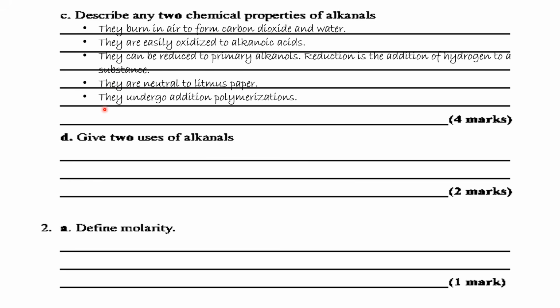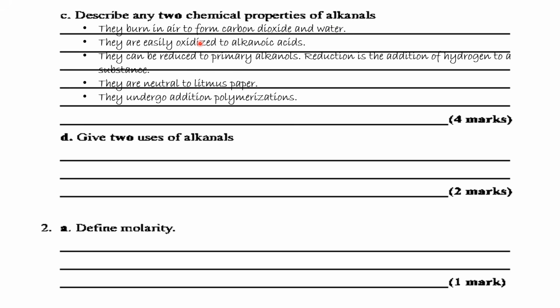Welcome, learners. Give two uses of alkanols. So having stated the chemical properties of alkanols, now we are asked to give two uses of alkanols. Before that, let's look at the distribution of marks. It doesn't mean that you should mention all these, no. By saying they burn in the air to form carbon dioxide and water, that's 2 marks. So they burn in the air, 1. To form carbon dioxide and water, that's another mark, so that's 2.